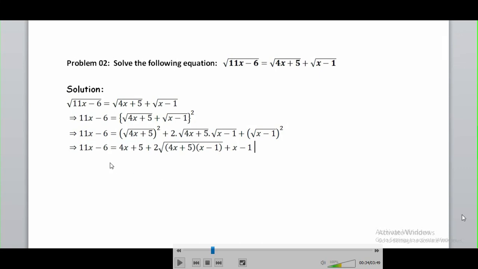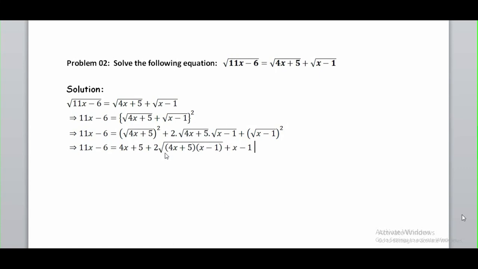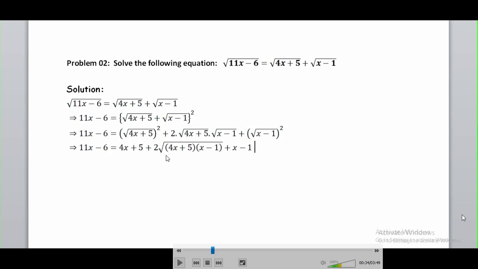Now look at this situation. 11x minus 6 equals, squaring the root over, we will get 4x plus 5, and 2 root 4x plus 5 into x minus 1. Using the property of index, we have this term, and squaring the root over x minus 1, we will have x minus 1.